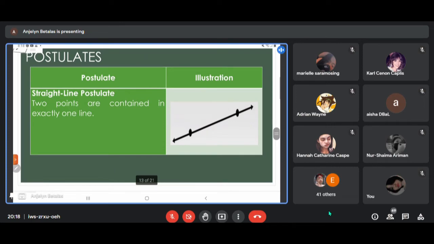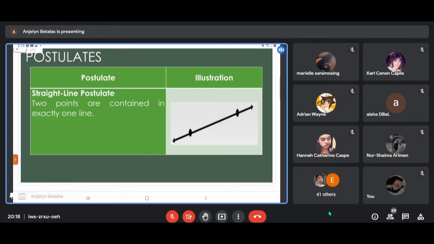Now, let's proceed to postulates. A postulate is a statement that is accepted as true without a proof. Is that correct? Yes. These are statements that we no longer need to prove.